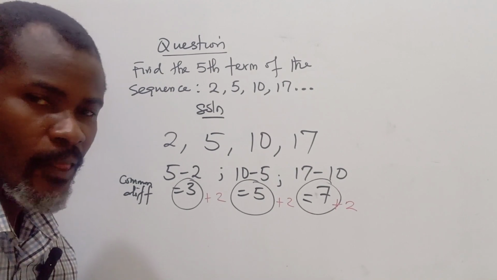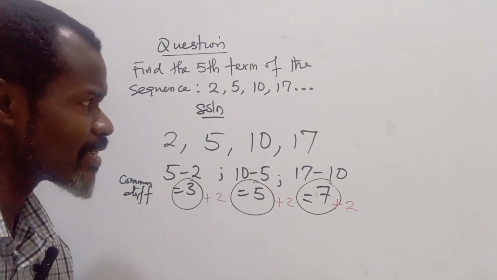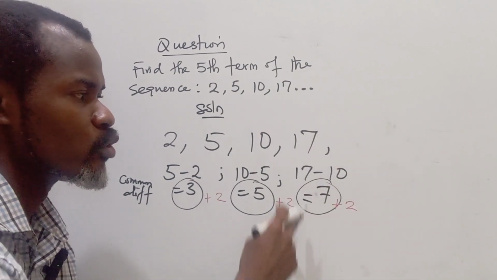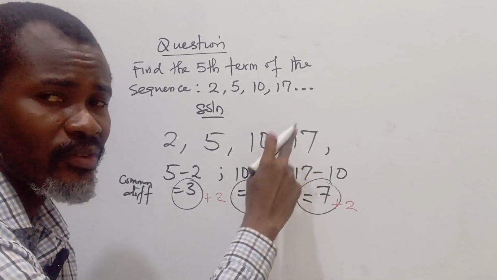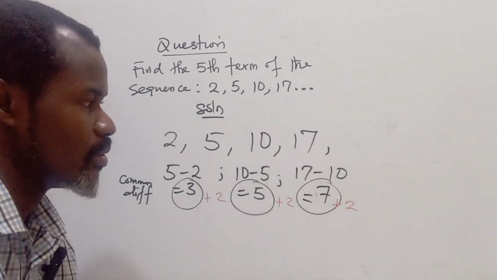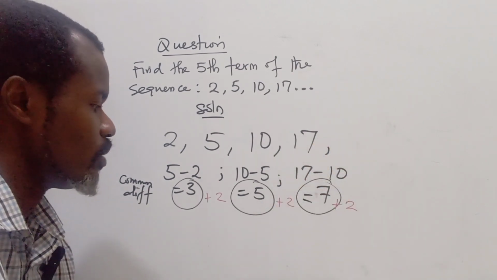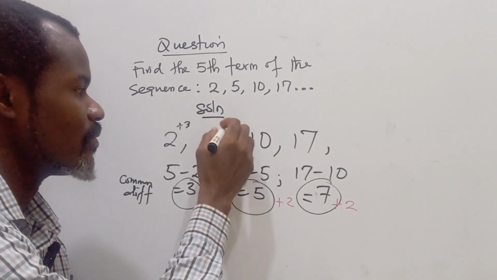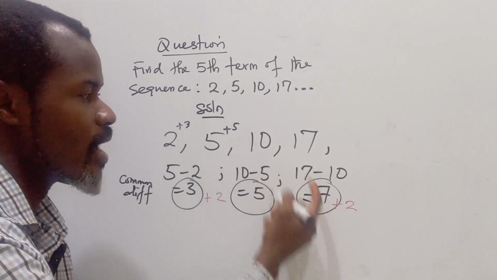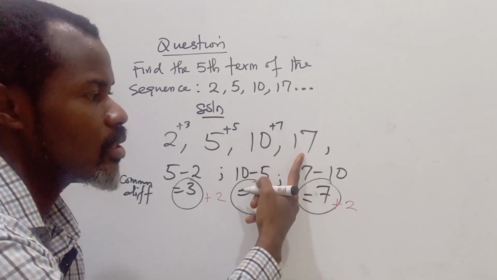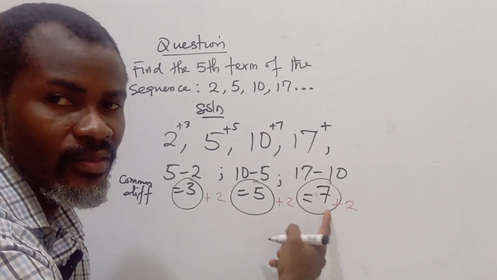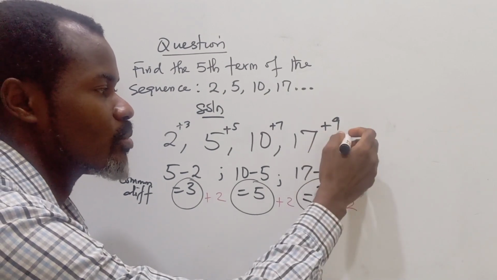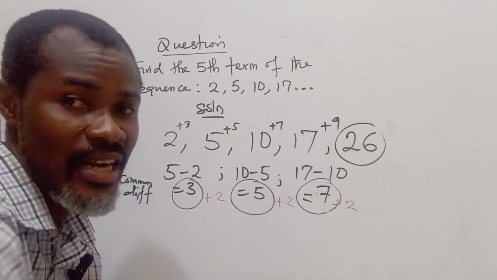The next number in the sequence should be a number that, if we subtract 17 from that number, we're supposed to get 9. So if we add 3 to this, we get 5. If we add 5 to this, we have 10. If we add 7 to this, we have 17. So the next number to add should be 7 plus 2, which is 9. The next term then becomes 26. That gives us the answer.